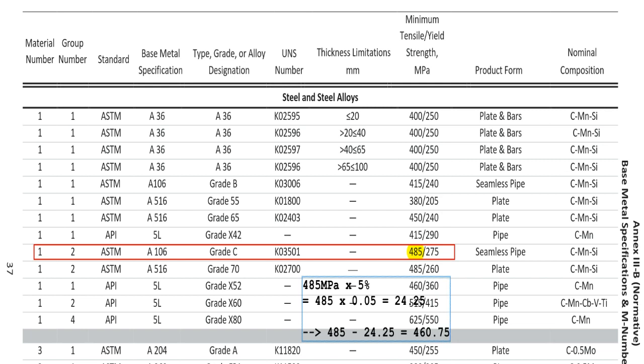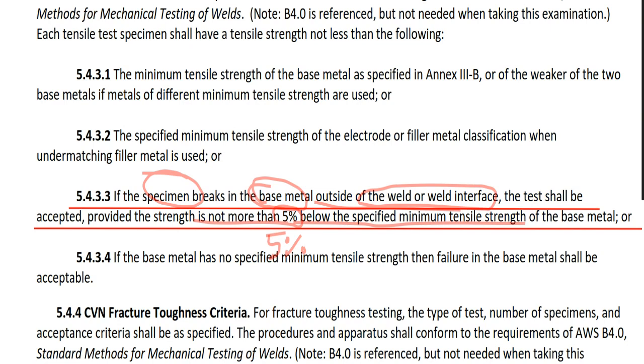460.75. When the tensile test specimen breaks in the base metal, this is the new tensile test acceptance criteria. Not this 485, but it becomes 460.75. Why? Not more than 5% below the specified minimum tensile strength of the base metal.